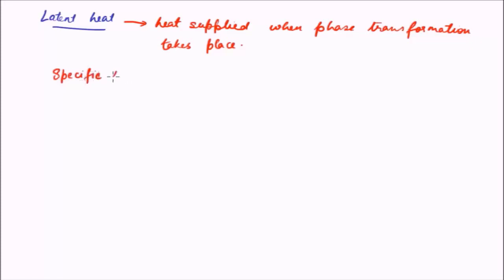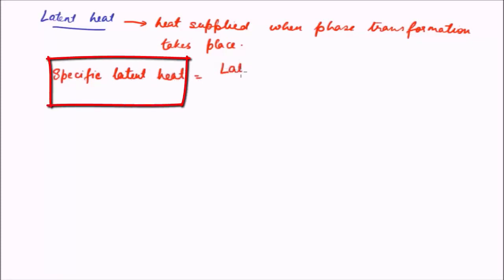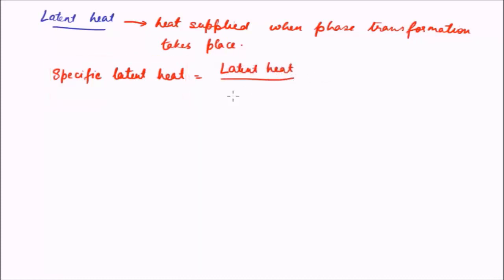Specific latent heat. What is this? Specific latent heat is the total latent heat required by a certain mass divided by the mass. So suppose 5 kg of material requires 5000 joules of heat as latent heat, then the specific latent heat would be 5000 upon 5, that is 1000 joule per kg, right? So this is basically Q upon M.